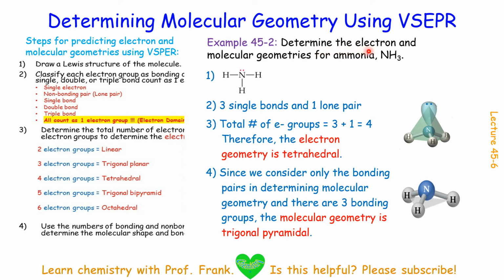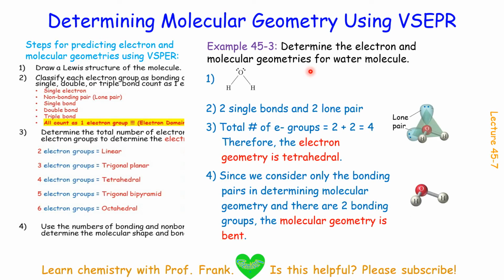Let's work on the second example. We need to determine the electron and the molecular geometries for ammonia, NH3. Again, we follow those steps. First, write down the Lewis structure, and we know there are 3 single bonds and 1 lone pair. Therefore, the total number of electron groups is 3 plus 1 equals 4. Then the electron geometry is tetrahedral. Among the 4 electron groups, there are 3 bonding electron groups and 1 lone pair. So the molecular shape is not tetrahedral anymore. It is pyramidal.